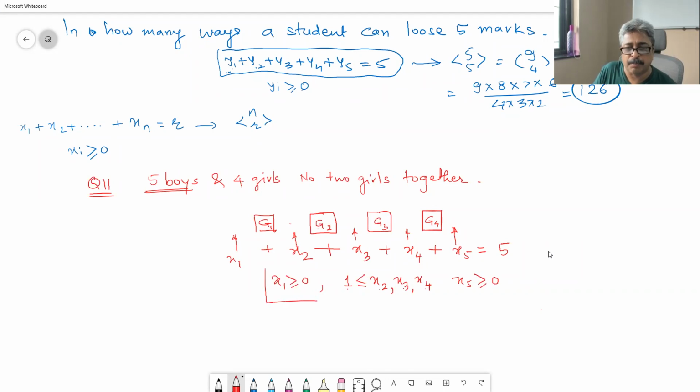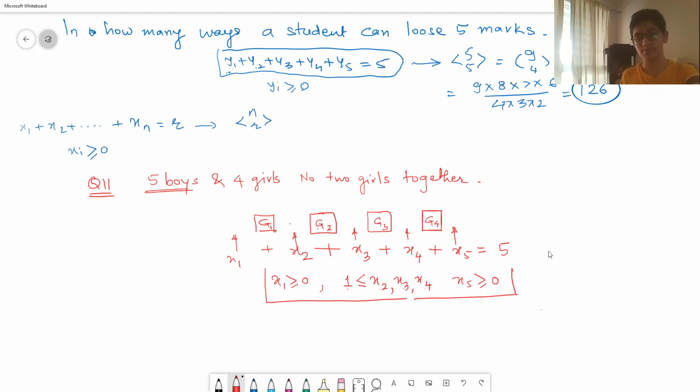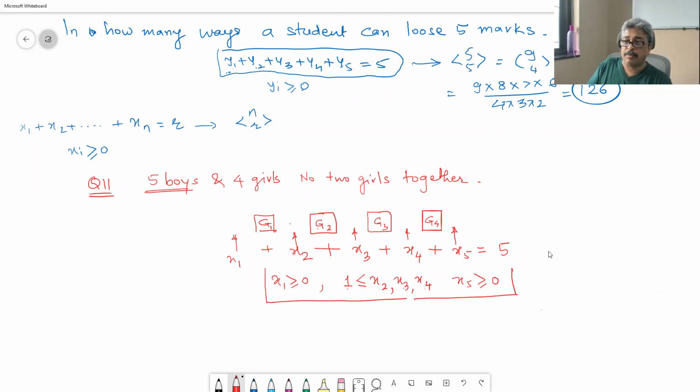This is our new setup for the same old problem. Now mind well that girl number 1, girl number 2, girl number 3, girl number 4, I have made them sit right now. But they can permute amongst themselves. This chair can be occupied in 4 different ways, this in 3 different ways, this in 2 different ways, and this in 1 way. So that 4 factorial is there, we have to keep it in mind.